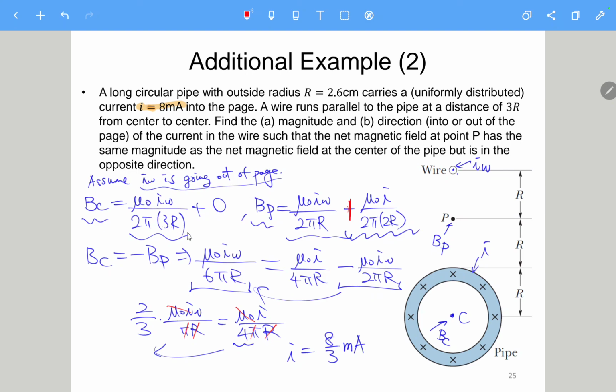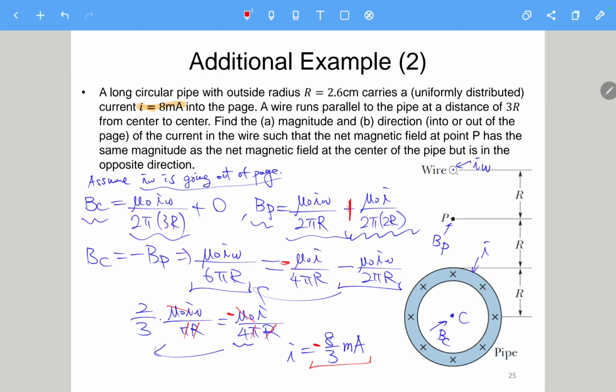Because just now when I considered the direction, BC at this point is generated by the wire and is pointing to the right side, so it is positive. BP, this term generated by the wire, is also pointing to the right side, so it is also positive. And for the pipe, where the current is going into the page, the B field generated at P by this pipe should also be pointing to the right side, so it should also be positive. In that case, we have a negative sign here and here. So finally, we have negative 8 over 3 I.